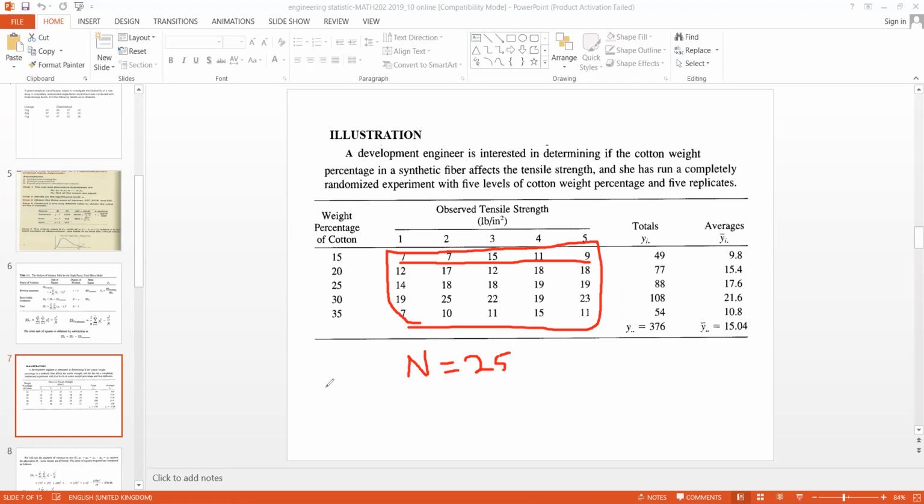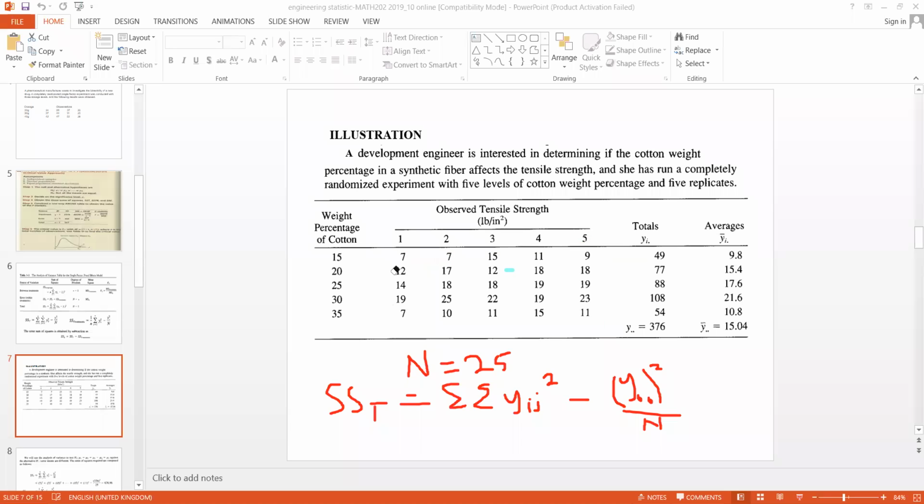Good. Then we also talked about the formula for the sum of squares total, which we said is equal to the summation across the rows, summation across the columns, of Yij squared, meaning all elements in the row, all elements in the column, squared, minus Y naught naught, which is the summation of all the elements, squared, over your N. So this simply means we're going to square all our observations.